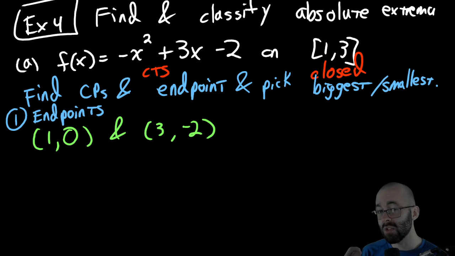We know it's a continuous function. We know there has to be absolute extrema. So we just find all the candidates and then pick the ones that are the biggest and the smallest y values.